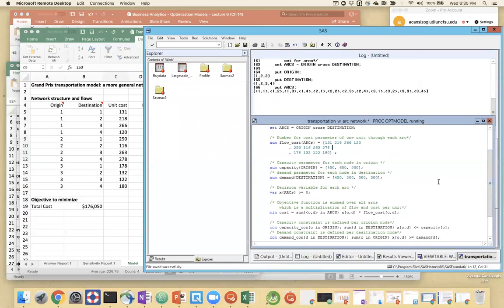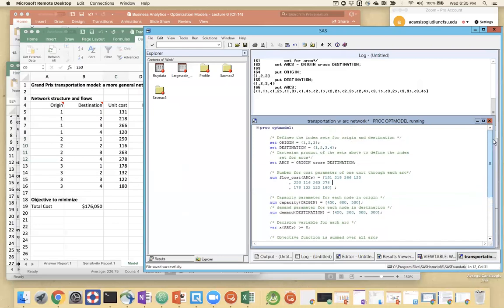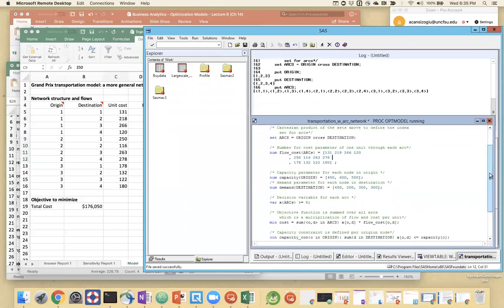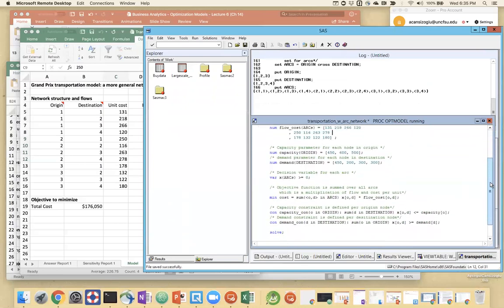So up to this point, we defined the index sets, and then we defined the cost parameter. The next thing we will do is define the capacity and demand, and then we will run the optimization problem. Capacity here is defined over origin, and demand is defined over destination, because each capacity is defined at the plant level.